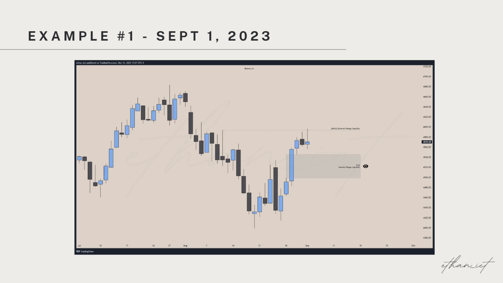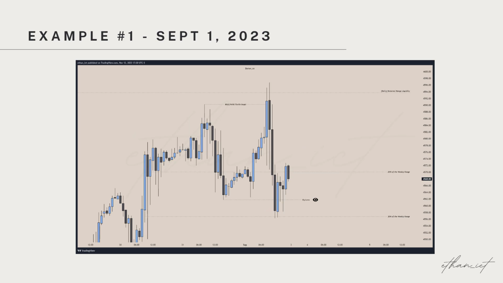Now, let's get into some of the examples with this entry model in action. I'll be using examples of my A+ playbook trades that I took live and explain why I took these trades. Example number 1 is a trade I took on ES September 1st, 2023. Starting on the daily time frame, I saw that external buy-side liquidity was raided, so I immediately turned my attention to the internal range liquidity as the next draw on liquidity.